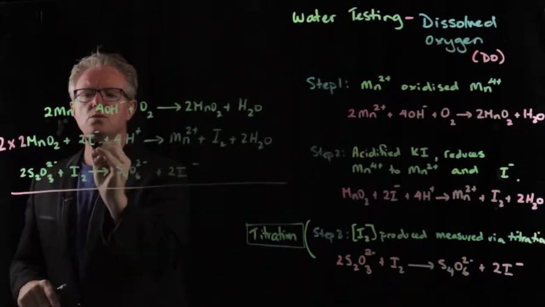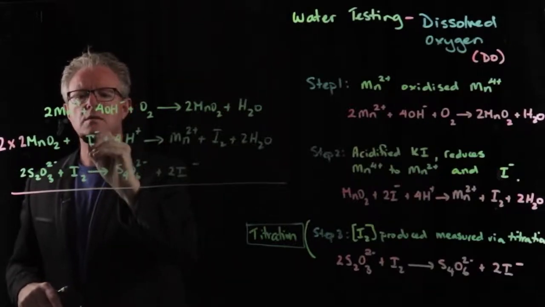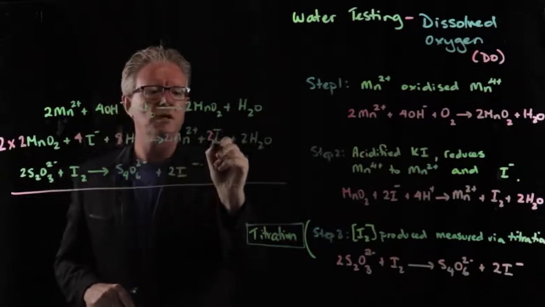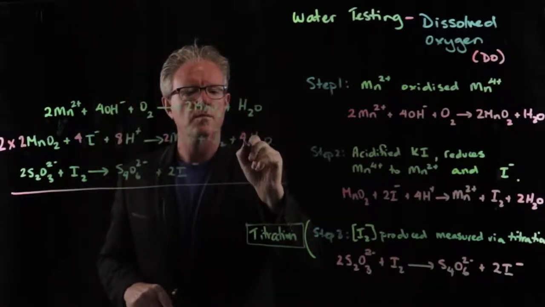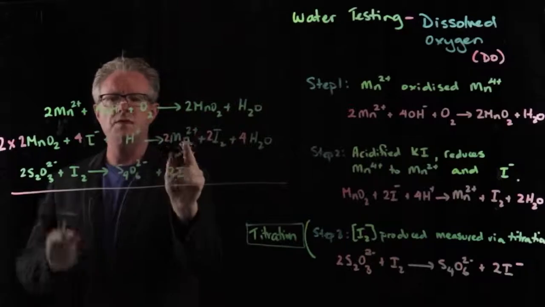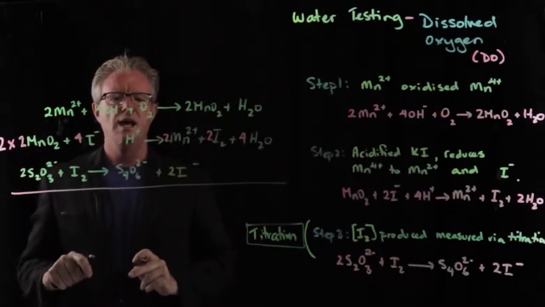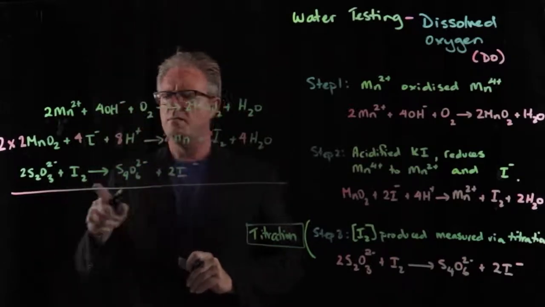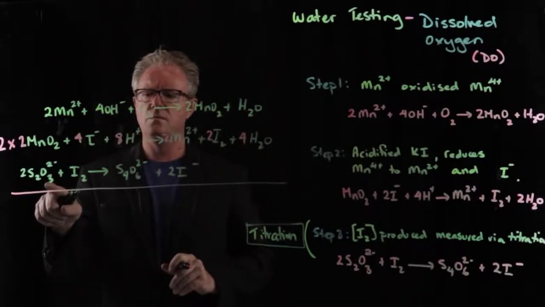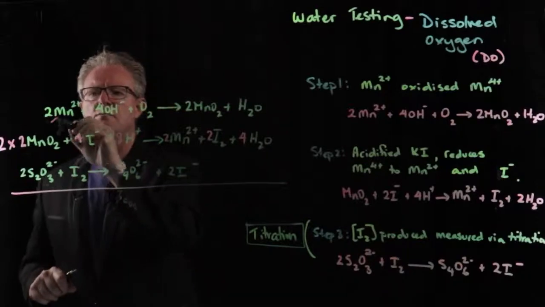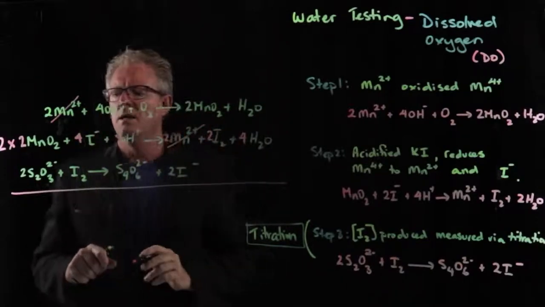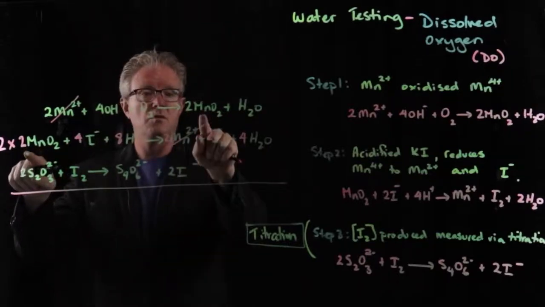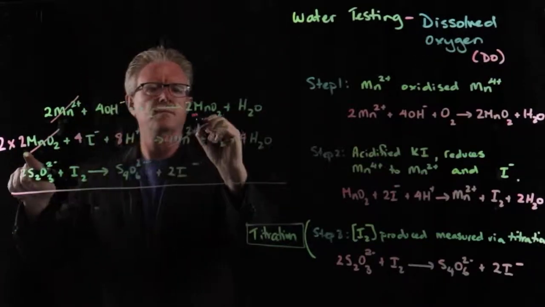So that becomes 2. This becomes 4 now. This becomes 8. That becomes 2. That becomes 2. This becomes 4. All right, so those are going to cancel out. And let's have a look at what else we can do here. All right, so let's cancel those out. Out they go. Now we've got some manganese dioxide here. We've got 2 of them now and 2 up here, so we can cancel those out.